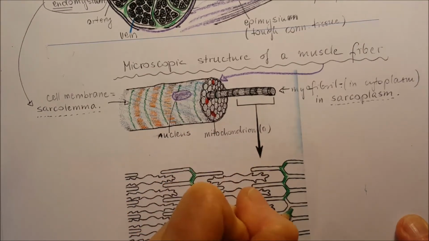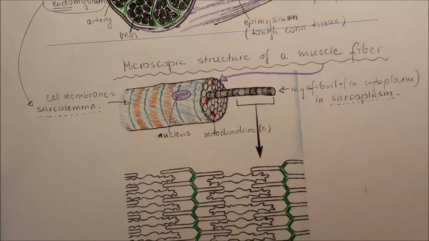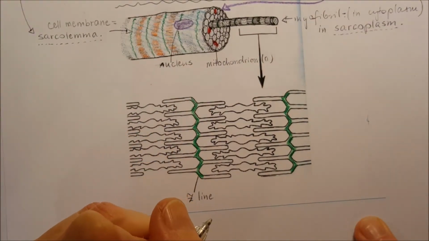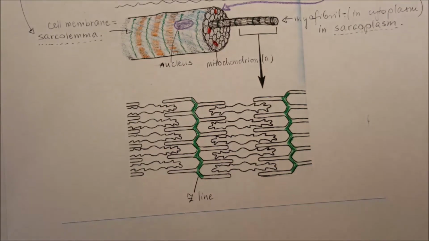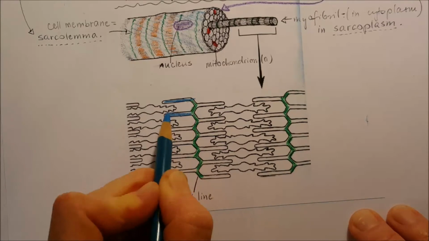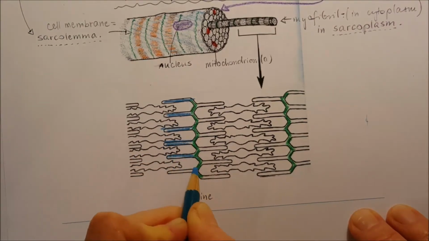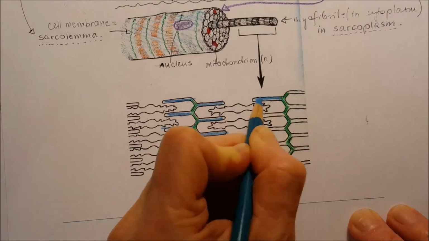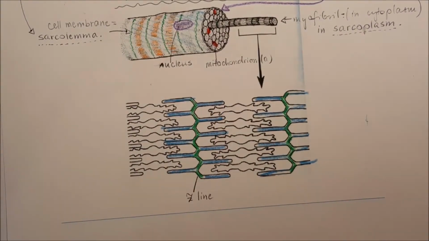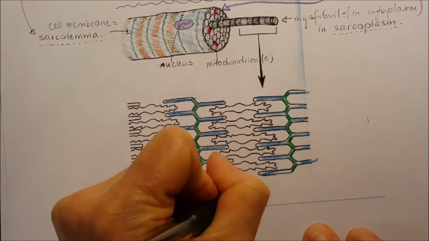So the green parts are going to be called the Z line. This is a protein that some of the filaments are attached to. This is Z line 1, and on the right side, this is Z line 2. The blue ones are going to represent the thin filaments, and the thin filaments are called actin. It's a special name for the protein that makes up the thin filaments, the actin.